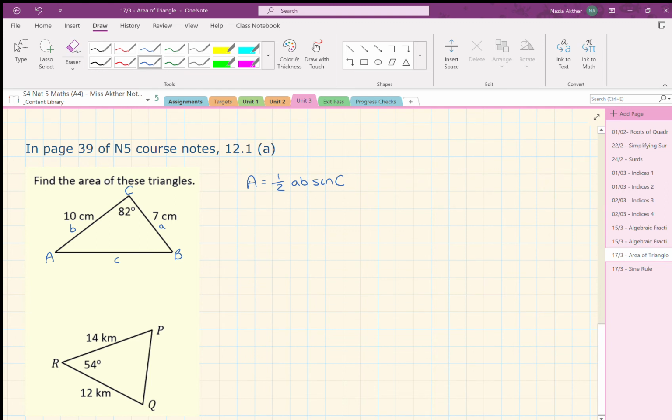Okay, so now we've labeled this. We're now going to go on to our second step in our success criteria, which is substituting in the correct numbers into our formula. So in this formula, if you've noticed already, a and b are small letters. So a and b are the lengths of the two sides of our triangle. So then we've got a half times 7 times 10 times sine C.